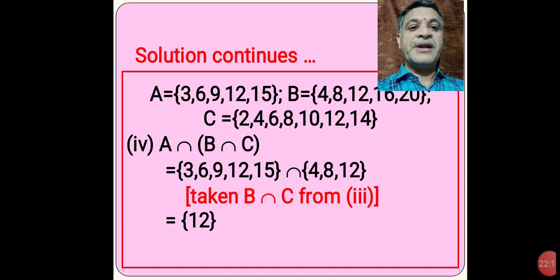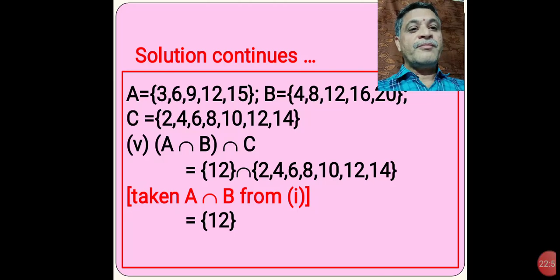Now we take B intersection C from the previous problem. A is already there, {3, 6, 9, 12, 15} intersection. Already we found B intersection C as {4, 8, 12}. So now what are the common elements? 3 not in common, 6 not in common, 9 not in common, 12 is common for both sets, and 15 is not common. So you only write 12. This is a singleton set. Singleton set, already we defined in the first volume.